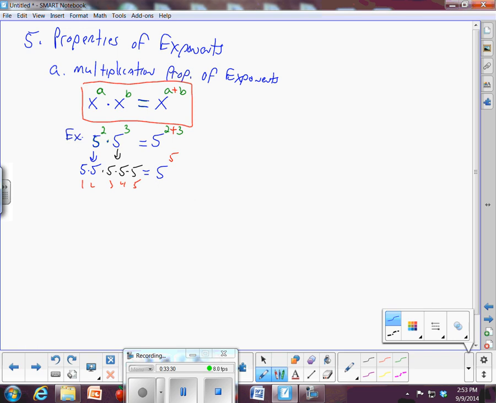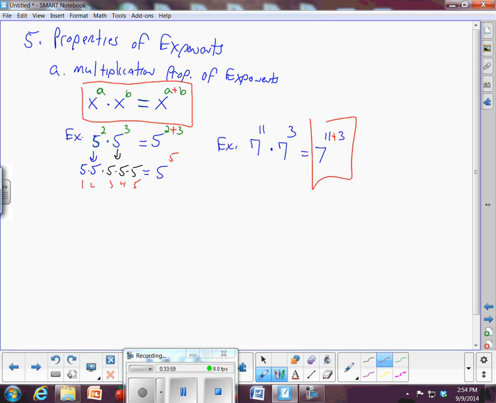Let's do another example here. Let's suppose you had something like this: 7 to the 11th power times 7 to the 3rd power. What does the rule say? And by the way, I always want you to show the rule step. So we get 7 to the 11 plus 3 power. This right here is the rule step.